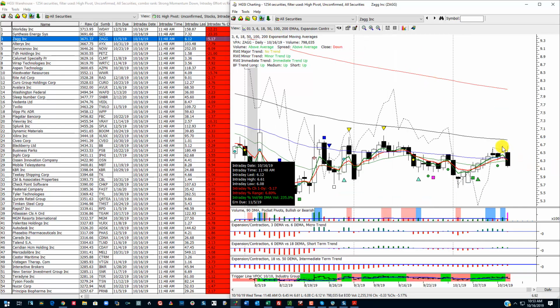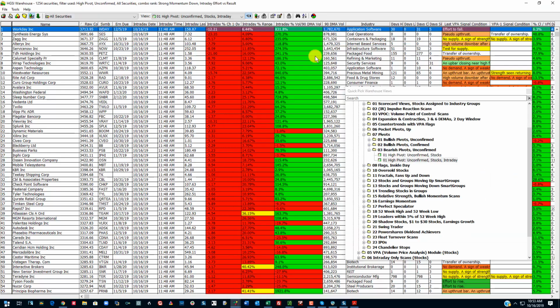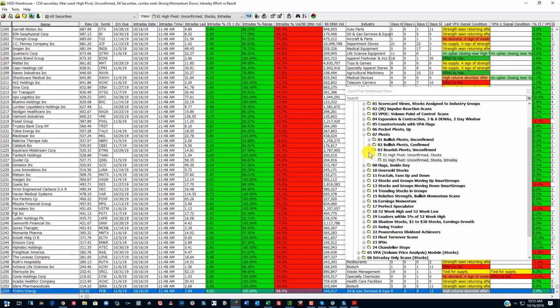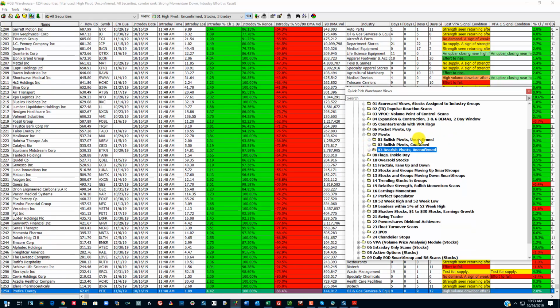Let's take a look at ZAG. Okay, here's your high pivot here. So taking out the prior day's low, ZAG would be short right now. That's it on this. I don't want this video to get any longer, but there's a lot to work with here, and these pivots are really interesting.